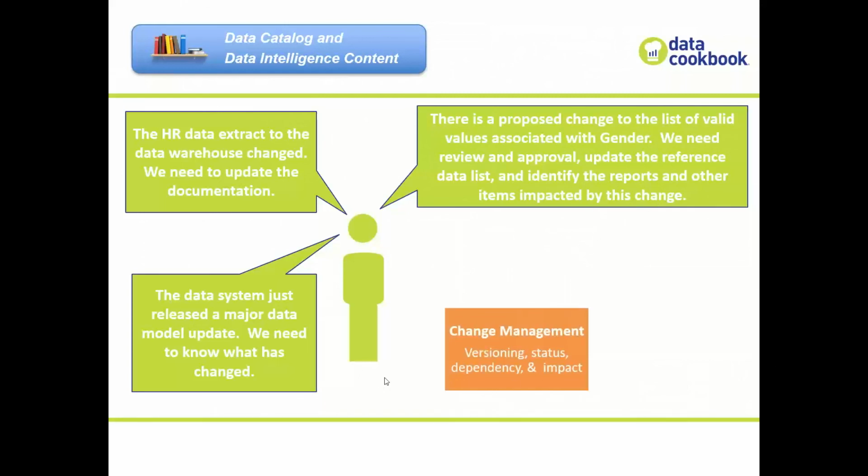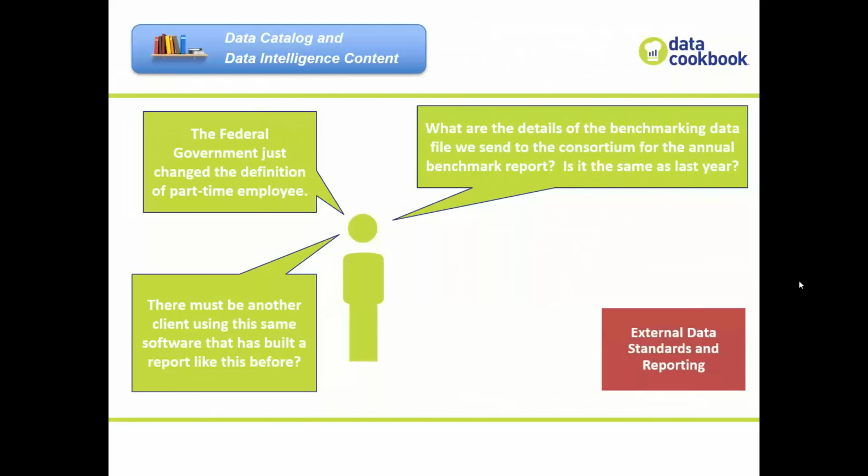The data system just had a major data model update. We need to know what has changed. So basically updating the documentation on your data system and all the data systems, and also identifying what's changed and what impact there might be from that. So those are all critical elements. Pretty much everything in your data catalog and data intelligence contents needs to be able to be versioned and have impact analysis. Lastly, you have external data.